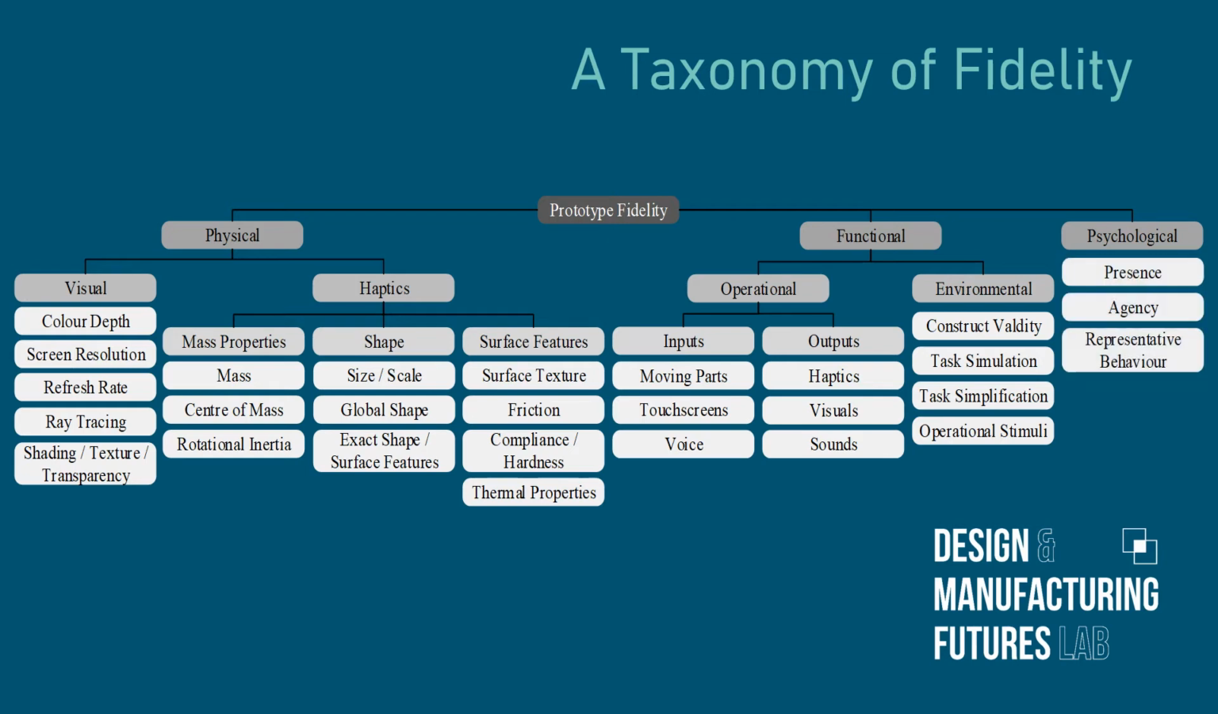Finally, within the psychological dimension, the two key aspects of user presence and agency are highlighted, as well as the importance of representative behavior. By breaking down fidelity into these components, it is much easier to evaluate the fidelity profile of a prototype and to create a clearer target of fidelity for a prototype that is being created.